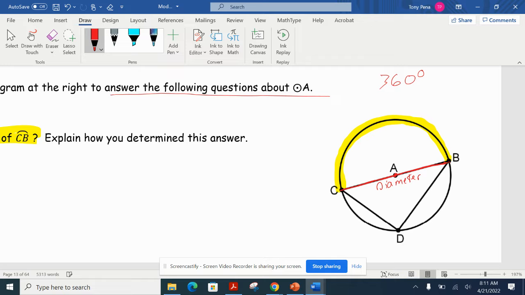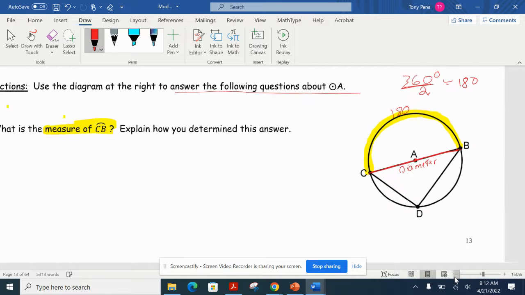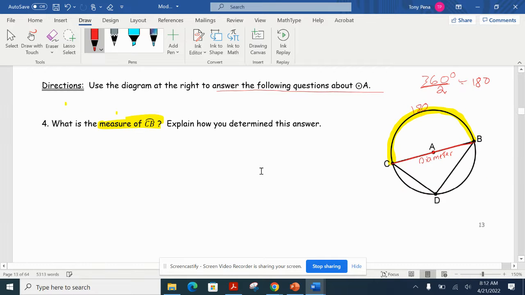Doesn't that diameter cut that circle straight in half if we go through the center? So if I'm asking you what is the measure of arc CB, doesn't that have to be half of 360? So we would just cut that in half. That would have to be a 180 degree angle. Okay, so that is what we're going to put there for that answer. If you want to put this into words, we just kind of showed what we did. The full degree measure of a circle is 360. The diameter is cutting that full circle in half. Half of 360 is 180 degrees.